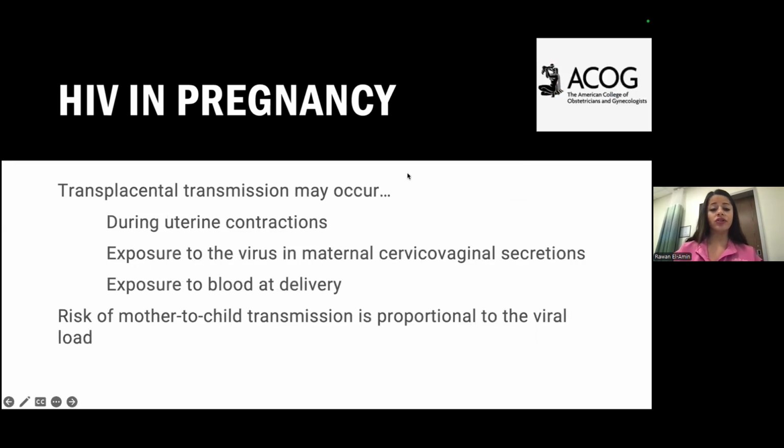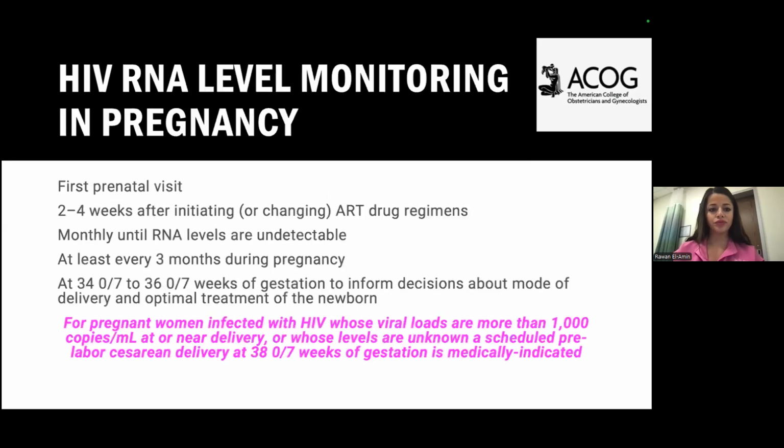Transmission can occur during uterine contractions, exposure to the virus in maternal cervical vaginal secretions, and exposure to blood at delivery. And the risk of mother to child transmission is directly proportional to the viral load. So the viral load in pregnancy is very important. Viral load at delivery is also very important.